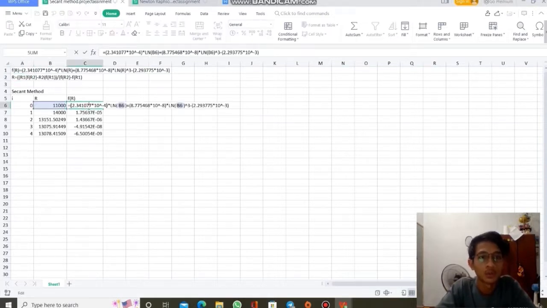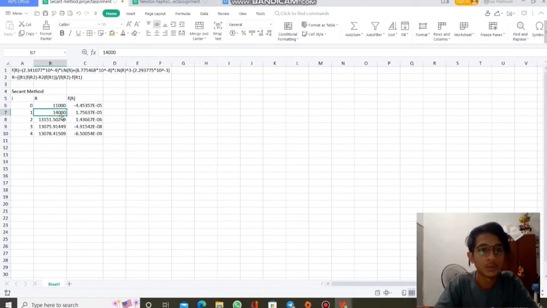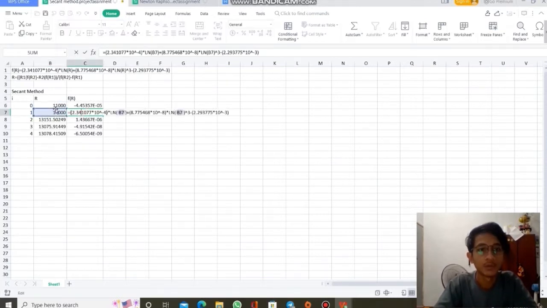So how do we find F(R)? The value is 2.34177 times 10 power of negative 4 times ln, we insert the value R 11,000 right here, plus 8.775468 times 10 power of negative 8 times ln, again we put R power of 3, minus 2.293775 times 10 power of negative 3. Okay, next, this is the second value for R. So this is the same, we just put the value R in the equation F(R). So as you can see, 14,000 at B7, so we replace R with B7.